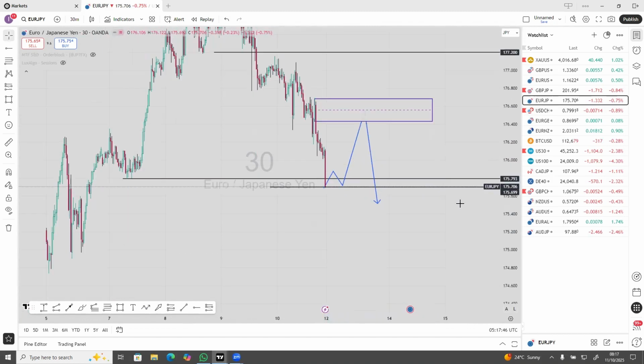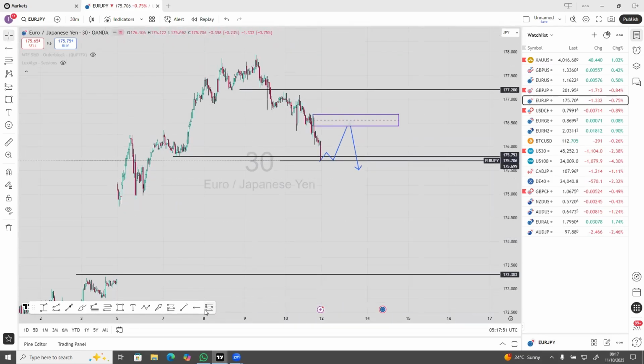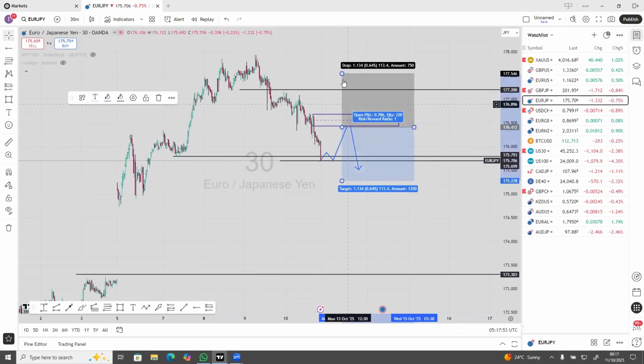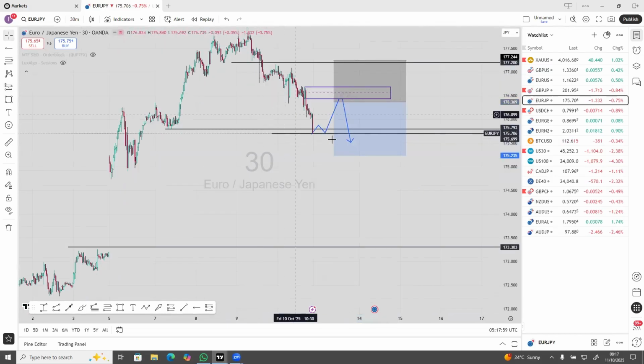execute a short position from that level, and you will target where. When you execute that, your stop must be above that daily high. Okay, and then why are we placing our stop over here? To avoid manipulation. Okay, to avoid manipulation.